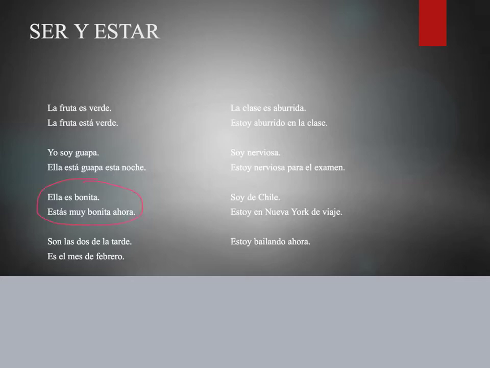Ella es bonita versus estás muy bonita ahora. So aquí vemos ella es, okay, bonita. And bonita significa pretty or beautiful. So she is pretty. And then if we look at the second example, estás muy bonita. And while it's not necessary to say the ahora, I've put it here so you can start to see the difference between es bonita versus estás muy bonita. Okay, so you are very pretty right now.